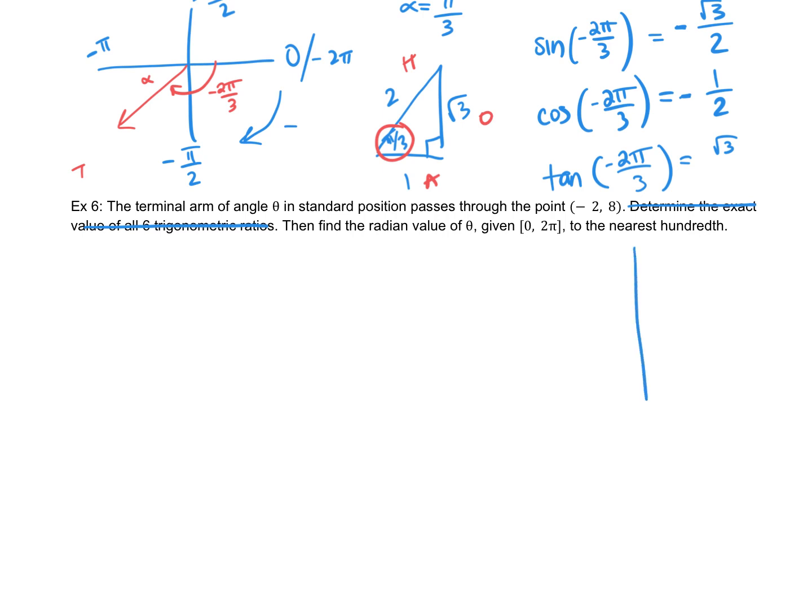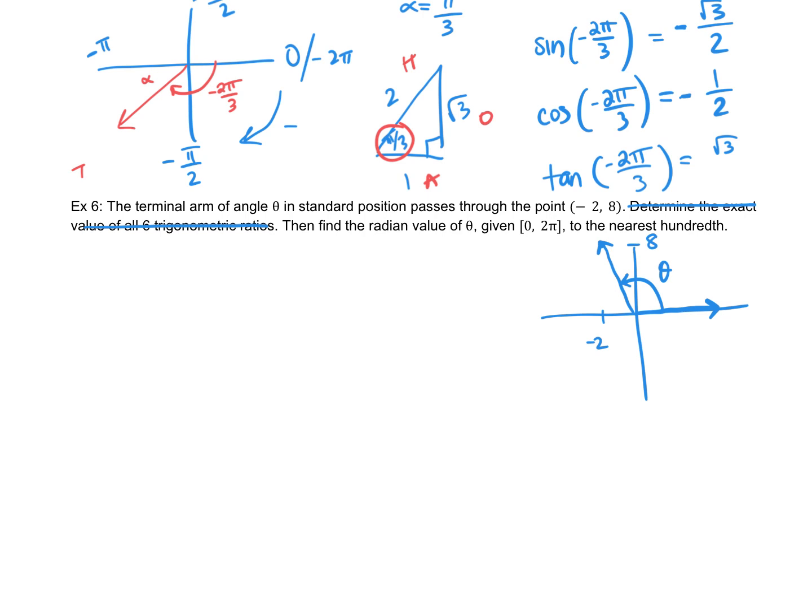First thing, if you're given a coordinate, plot that coordinate. So let's say negative 2 is roughly here, 8 is up here. Here's my point. Here's my terminal arm. My initial arm, I know, is on the positive x-axis. This is angle theta. I'm in sine's quadrant. If I were to do my ratios, sine would be positive, the rest would be negative.